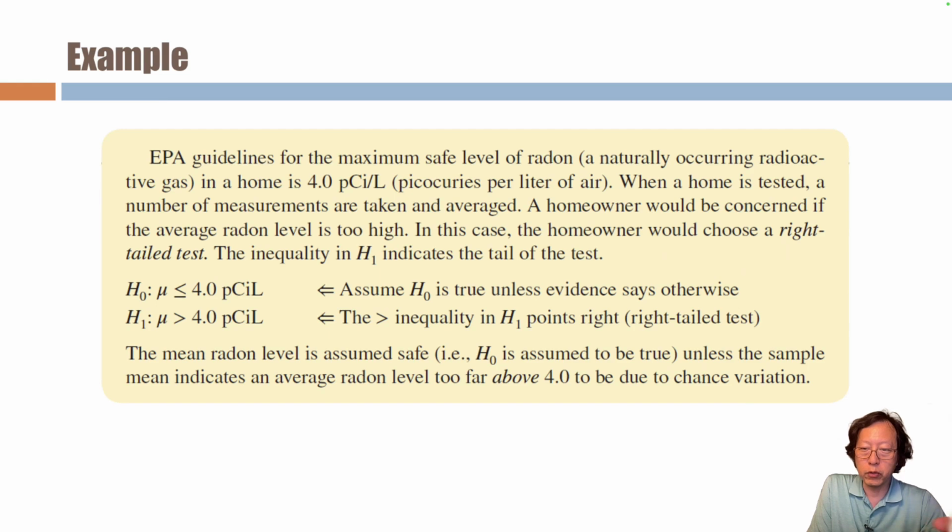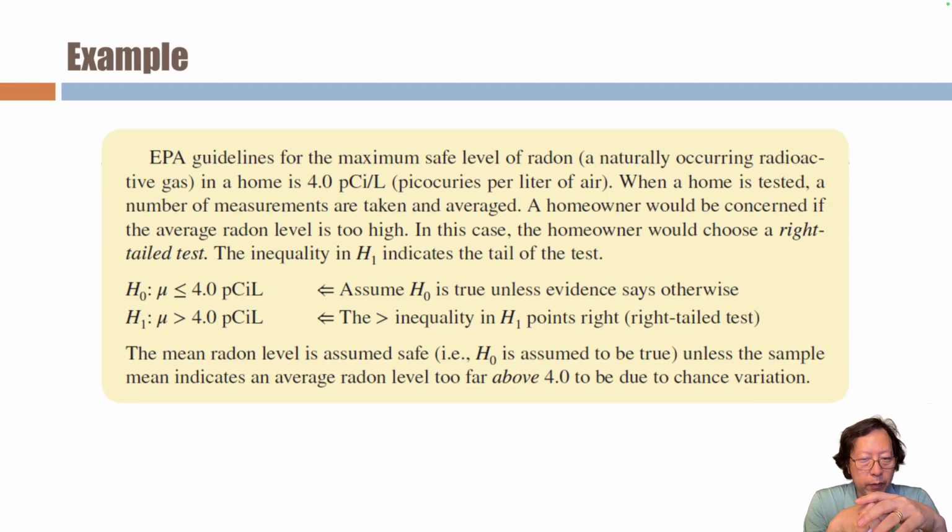So a homeowner would be concerned if the average radon level is too high. In this case, a homeowner would choose a right tail test. Why? Because of how we collect the information. We call it the mean because we are measuring the radon not at only one point but at several points in the house, right? And then we calculate the average. If the average is greater than 4.0, then you might be concerned.